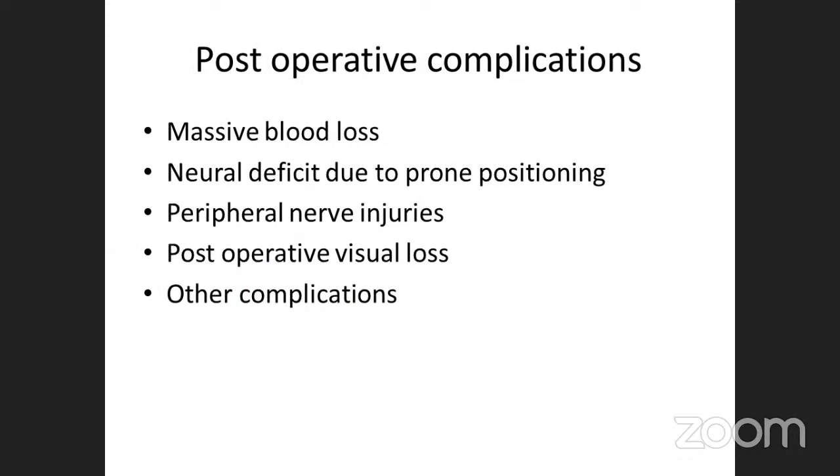Post-operative complications are massive blood loss and neural deficit due to prone positioning, particularly in cases when the Cobb angle is above 100 degrees. The higher it is, the greater the chance of post-operative neurological deficit. Peripheral nerve injuries are: supraorbital nerve due to direct pressure, lingual or buccal nerve due to retraction of jaw, brachial plexus and axillary nerve due to excessive abduction of arms, musculocutaneous, radial nerve, ulnar nerve, recurrent laryngeal nerve, and phrenic nerves, where injuries occur due to overextension or rotation of neck. Other nerve injuries are sciatic nerve, lateral cutaneous nerve of thigh, and dorsal nerve of penis.